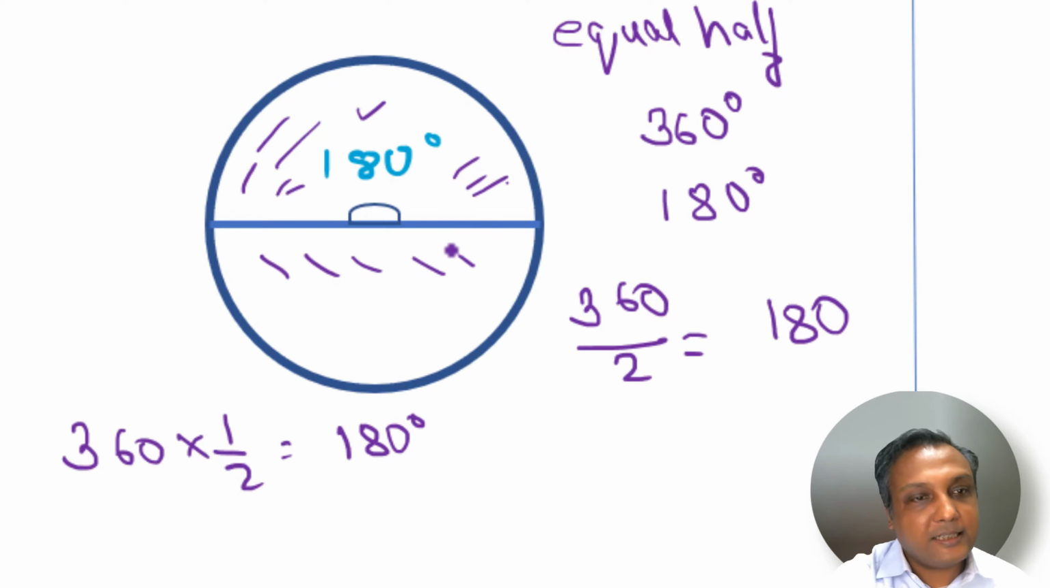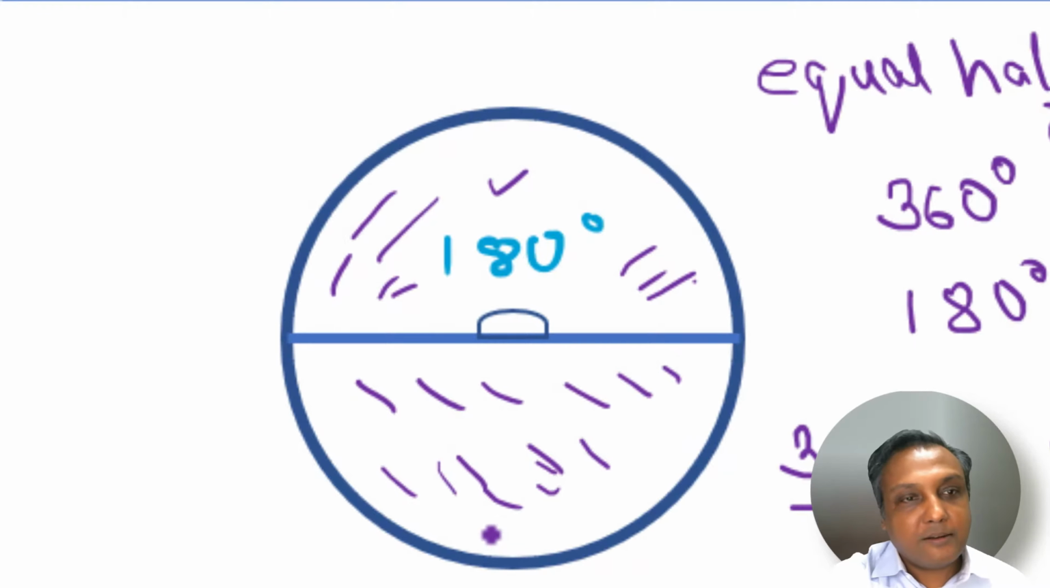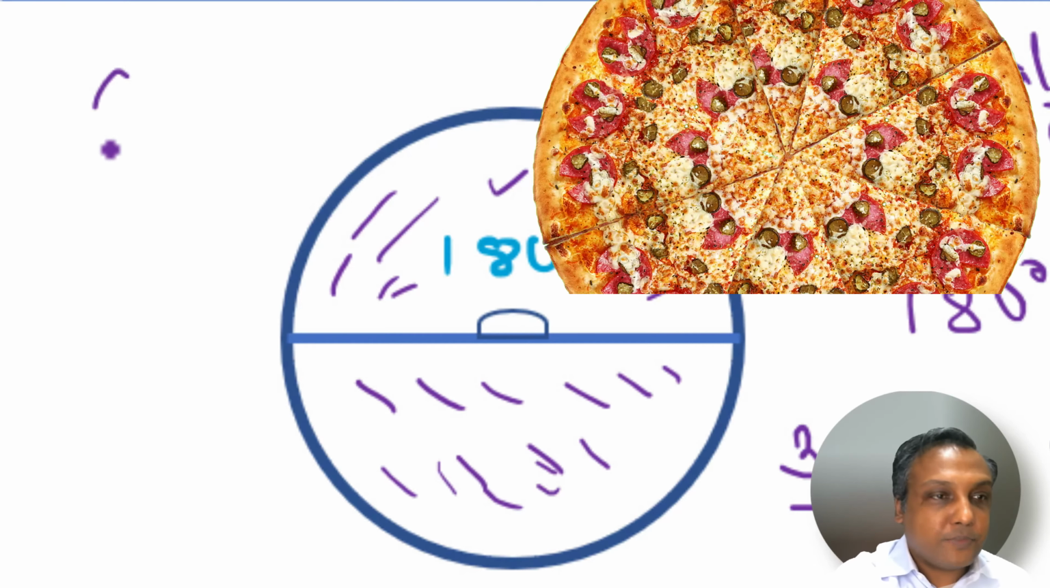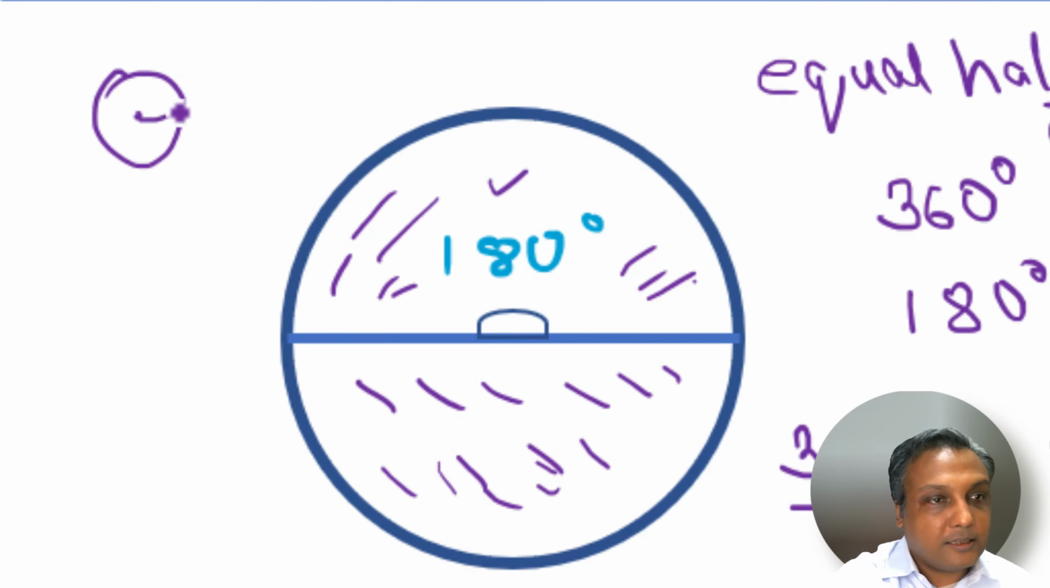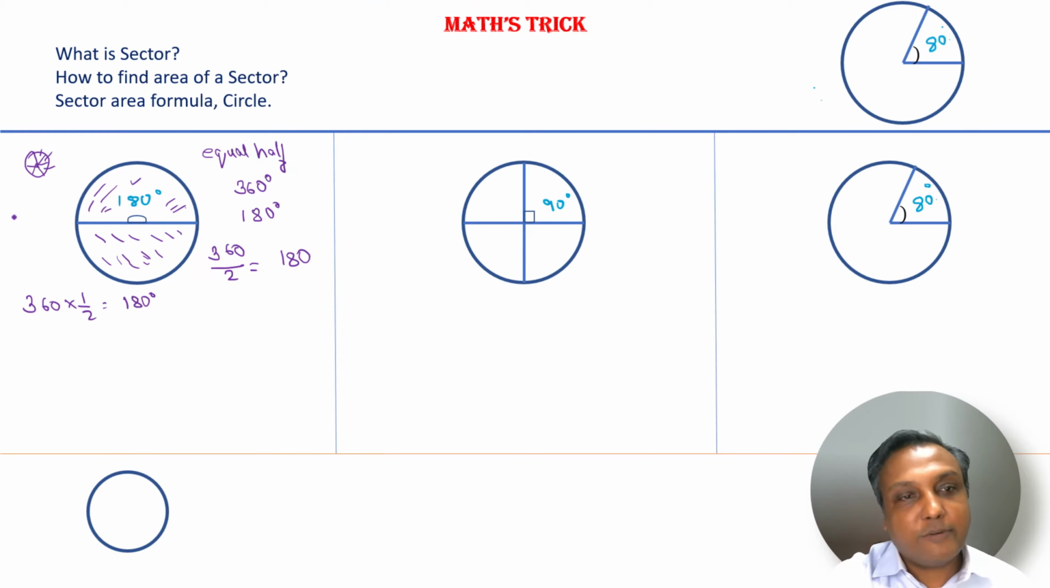First of all, we need to understand what is a sector. A sector is a part of a circle. There can be many sectors, like in a pizza we have many sectors. It is divided in this way: circle, and this part, this part, this part, this part. All these parts are sectors. They can be equally divided or they can be randomly divided. That depends upon the situation, and this varies from case to case.